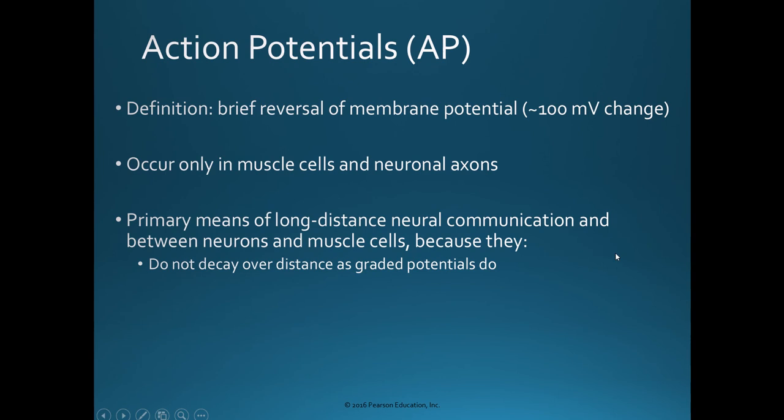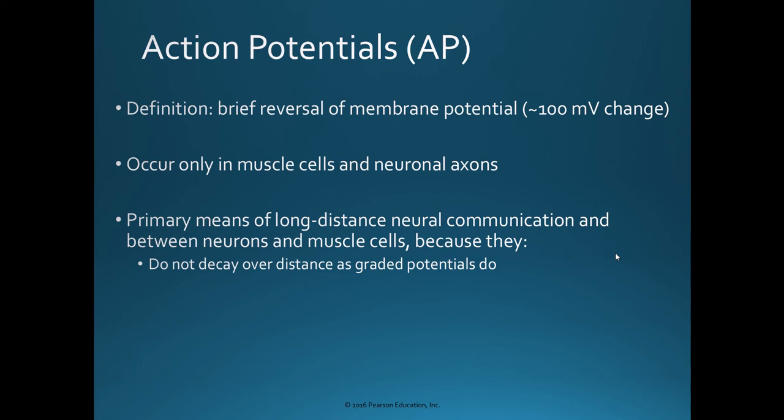Action potentials are different. Action potentials are able to travel long distances. They do not decay like graded potentials do. Action potentials are always depolarizing. It is always a roughly 100 millivolt change from negative 70 up to about positive 30, with the inside of the cell actually becoming positively charged. And action potentials are what is occurring in muscle cells and in our neural cells, particularly the axon part of the neuron, as we'll discuss when we get to Chapter 11.